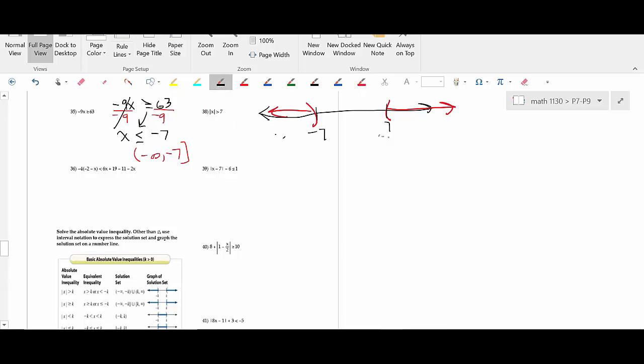When you do interval notation, you would say 7 to infinity. Then you would say negative infinity to negative 7. And then the correct way to do that is put a U between that. That means set union.